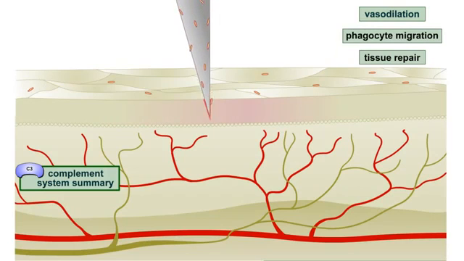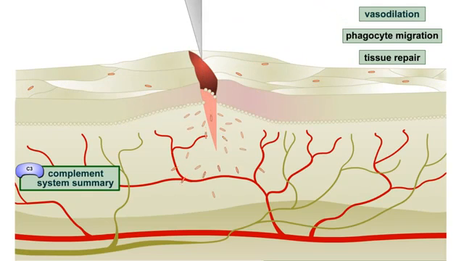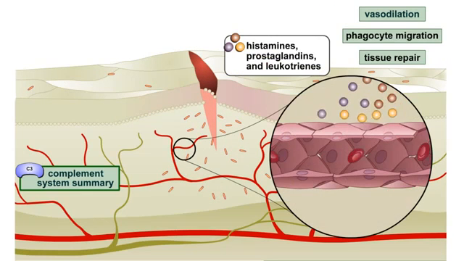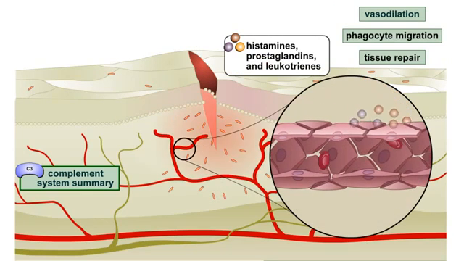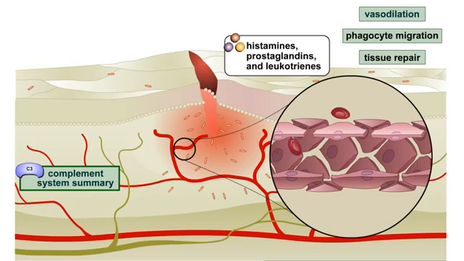Damaged cells release several chemicals, such as histamines, prostaglandins, and leukotrienes. Certain components of the complement system can also stimulate the release of histamines. One function of these chemicals is to cause vasodilation, an increase in the diameter of blood vessels. Vasodilation results in more blood and therefore more phagocytes, oxygen, and nutrients being delivered to the site of injury. This increased blood flow results in redness, heat, swelling, and some of the pain associated with inflammation.